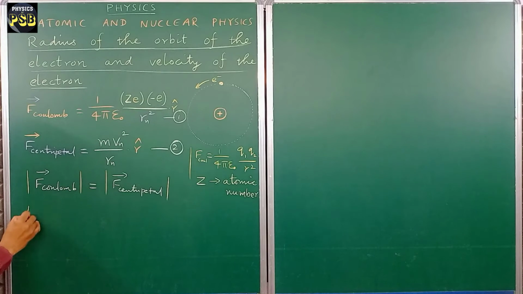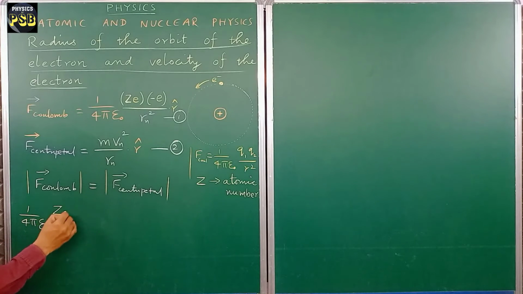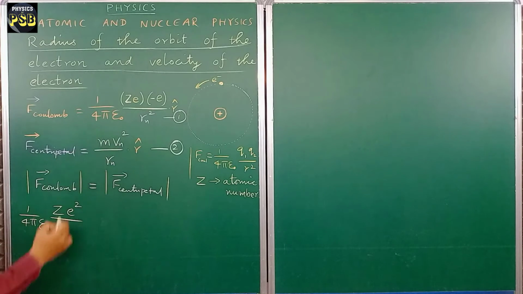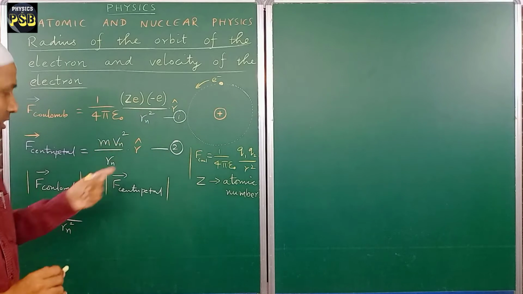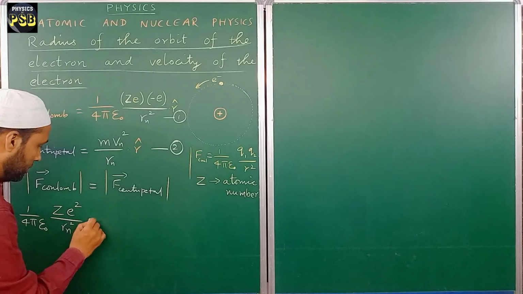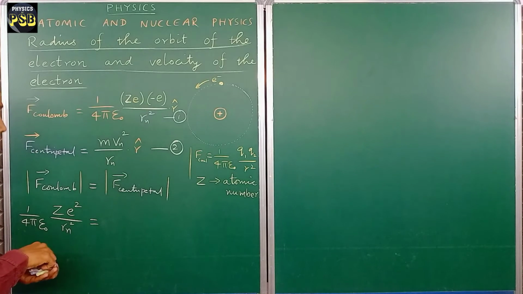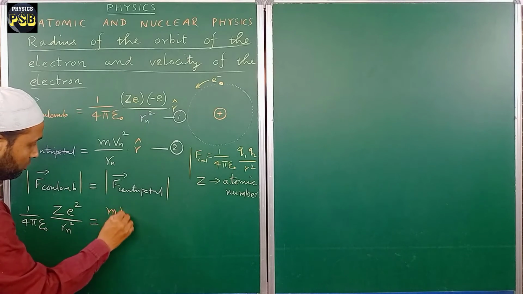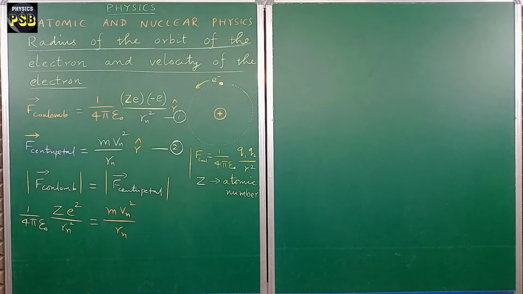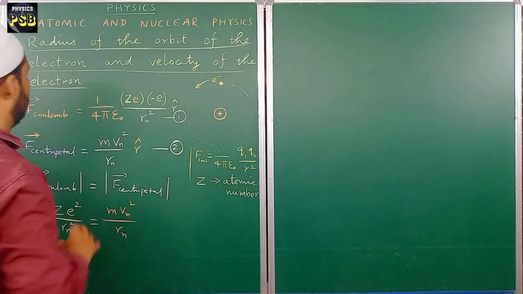I take 1 upon 4 pi epsilon naught, Ze square, multiplied with Ze square by Rn square. Now I do not take the direction because modulus represents the magnitude, is equal to m vn square upon Rn. This is what I get. Here my aim is to get the expression for the radius of the orbit.